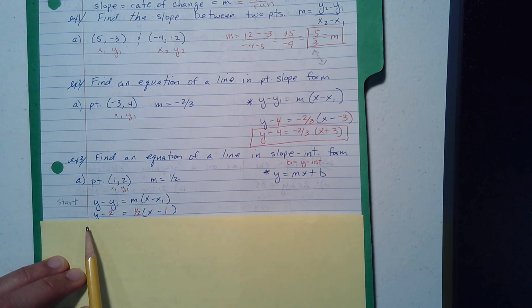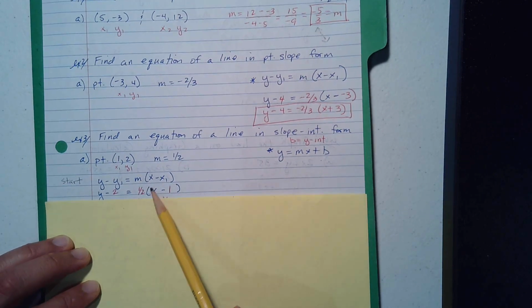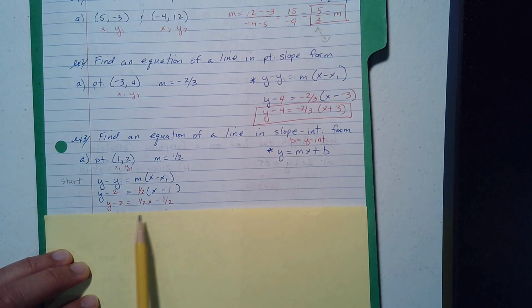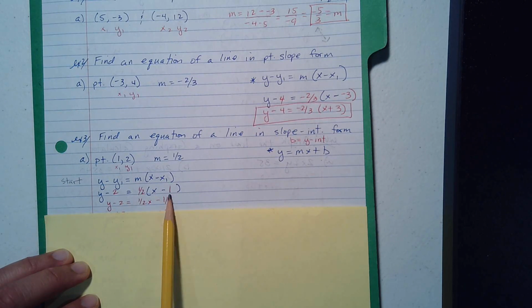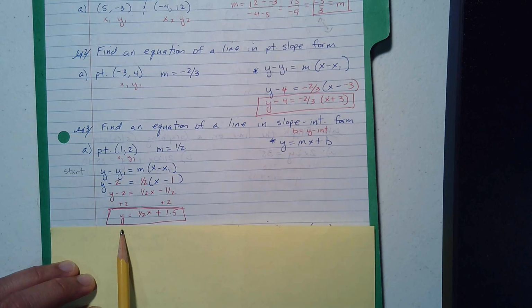So again, we start out by using point-slope form first. Substitute all the values in, simplify everything, distribute 1/2, add 2 to both sides. So when y is isolated, this is now called slope-intercept form. This is called slope-intercept form because the slope and the y-intercept are on the same side of the equal sign.